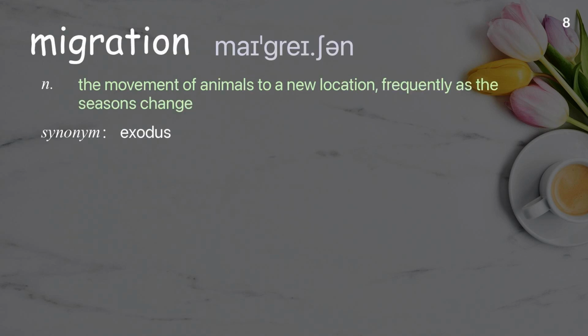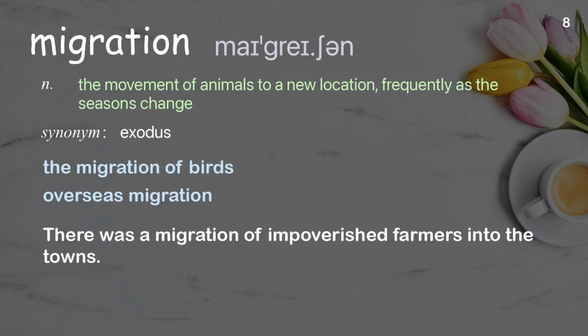Migration. The movement of animals to a new location, frequently as the seasons change. Examples: The migration of birds. Overseas migration. There was a migration of impoverished farmers into the towns.